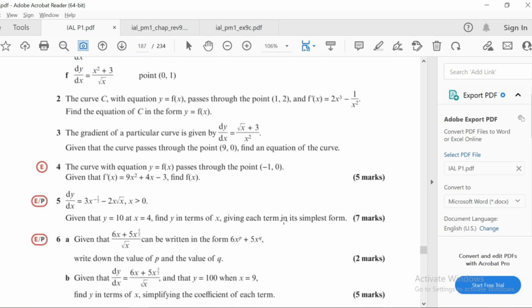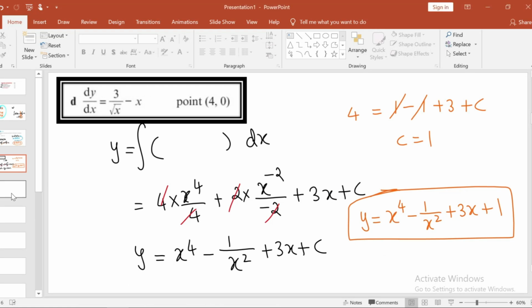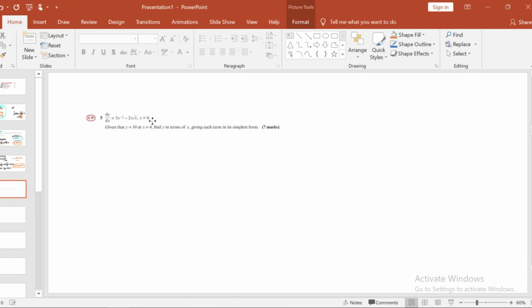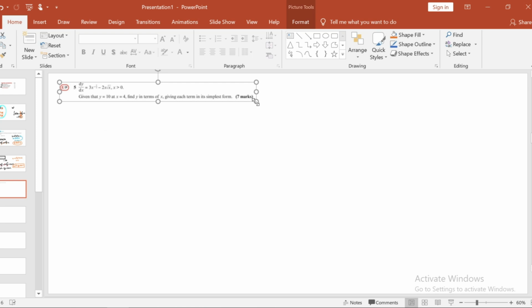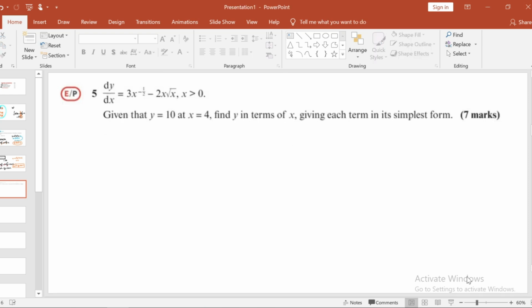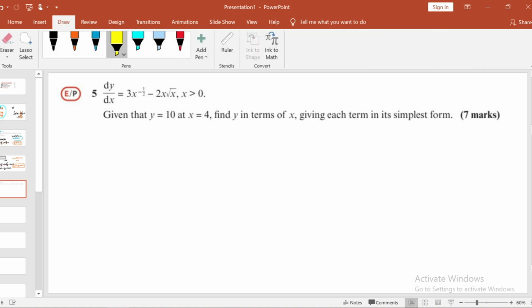Okay, sir. I'm going to take one more question from this exercise. It looks like a 7-mark question, but I don't think you will get 7 marks for this question in the board exam. You are given dy over dx and a point. Instead of a point, you might be given like this actually: y is equal to 10 and x is equal to 4. It's same like giving the point, okay?